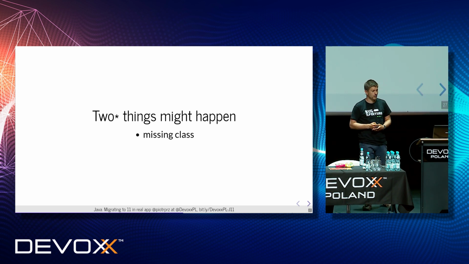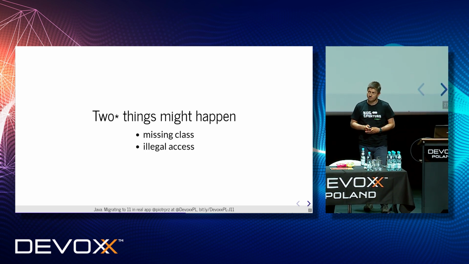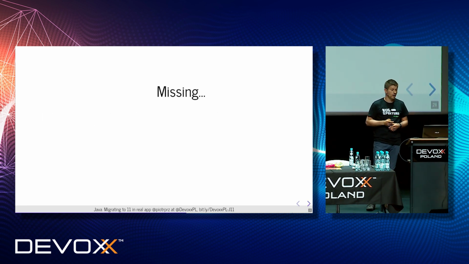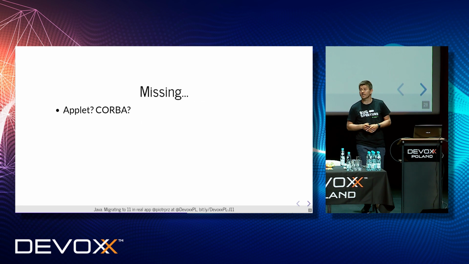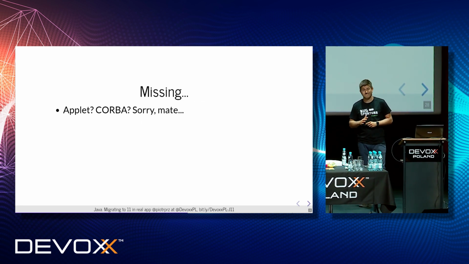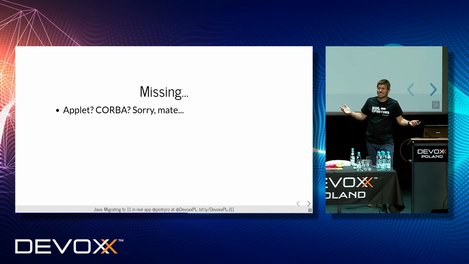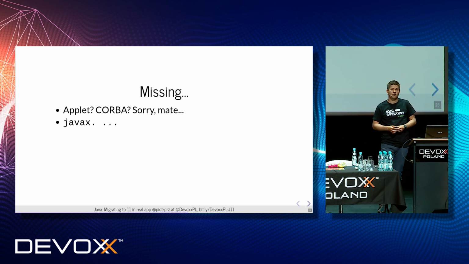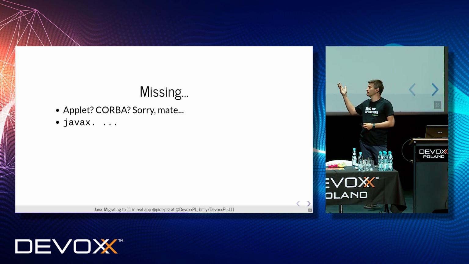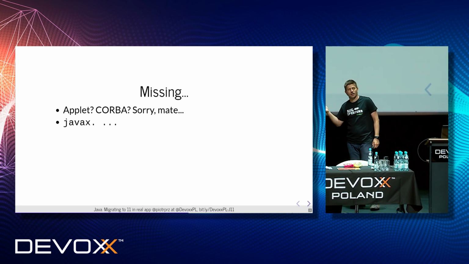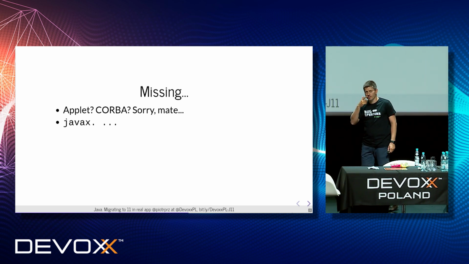Missing class and illegal access. This can be missing something: class, method, whatever. If you have missing applet or CORBA, then I'm really sorry for you, but there's no way to upgrade, I think. If you are missing anything from javax, well, I'm not sure if it's still going to be kept as javax, because of this Java EE/Jakarta EE story we had a few months ago.